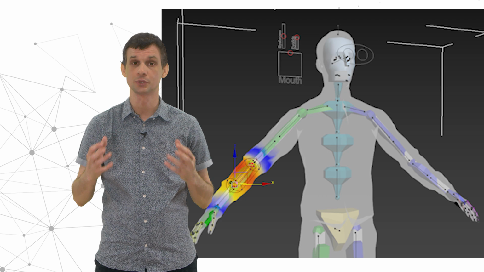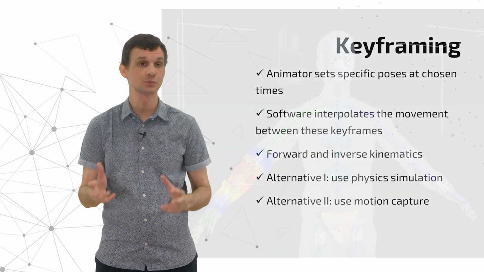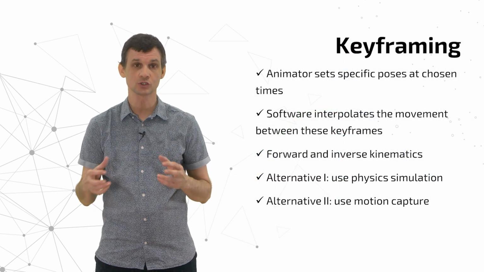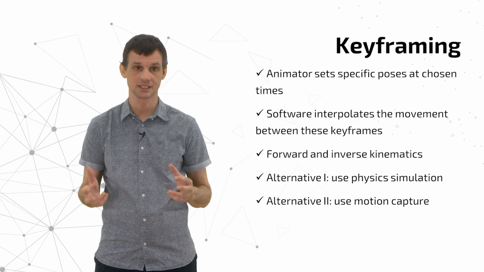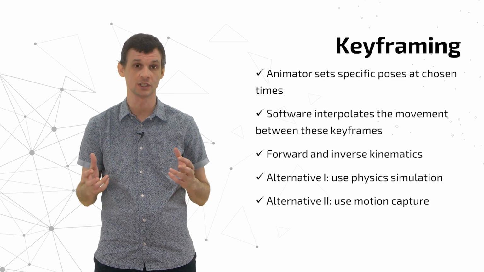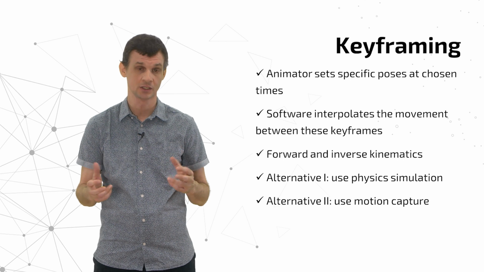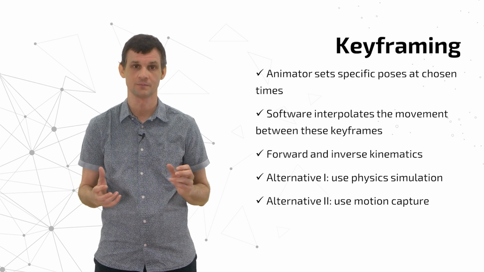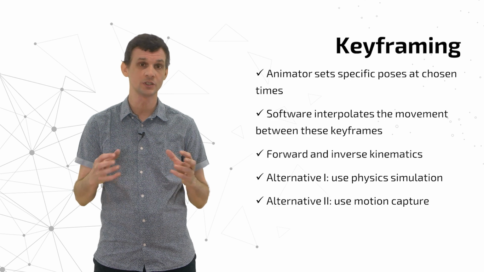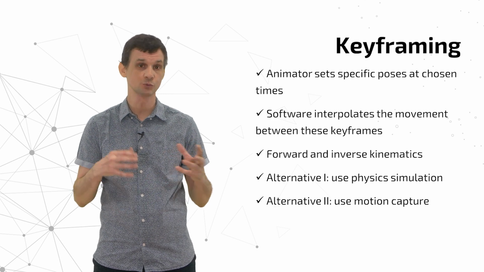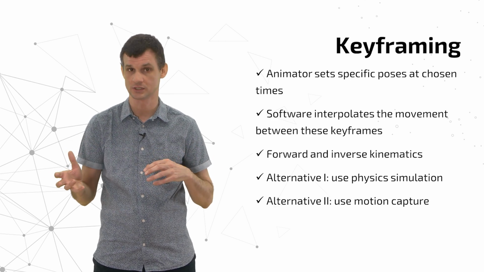Once rigging is complete, the animation process begins. The most common technique is keyframing, where the animator sets specific poses for the model at certain points in time, known as keyframes. The software then interpolates the movement between these keyframes, creating smooth transitions between poses.